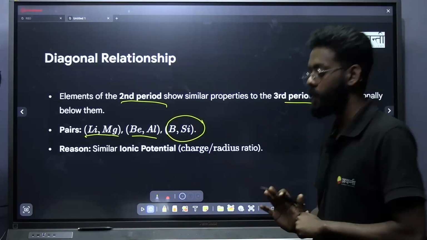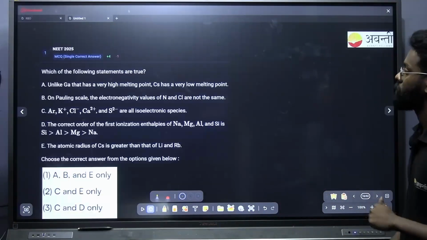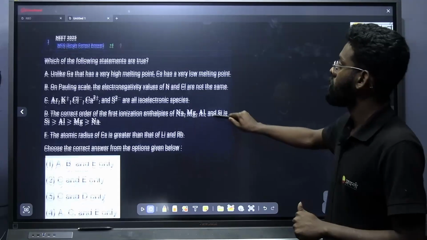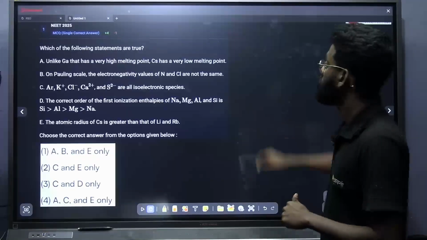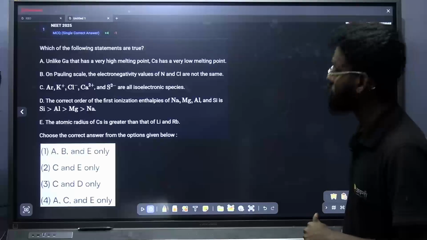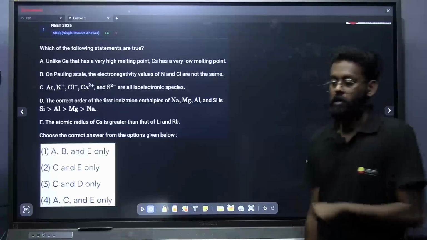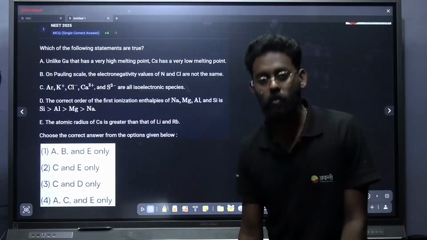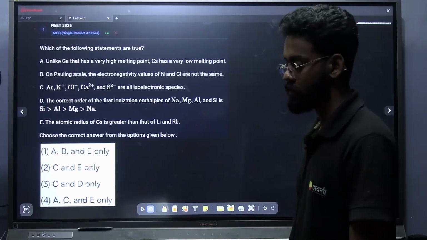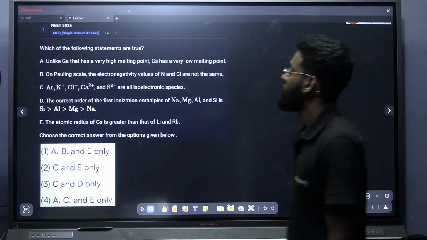Yes, here is the first question for you. It is a NEET 2025 question. Which of the following statements are true? Now is the time for the competition. Who is going to give me the answer first? I will be reading out the question.